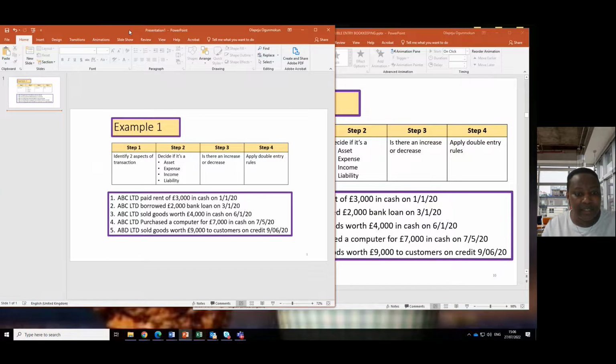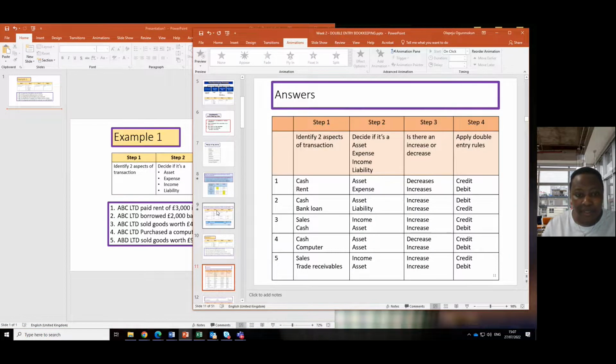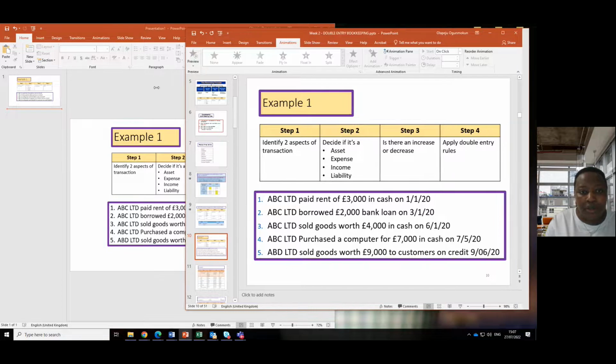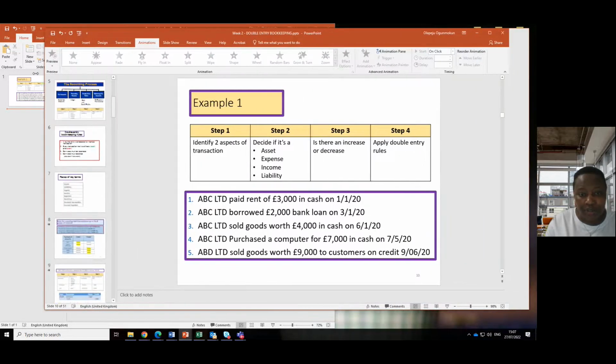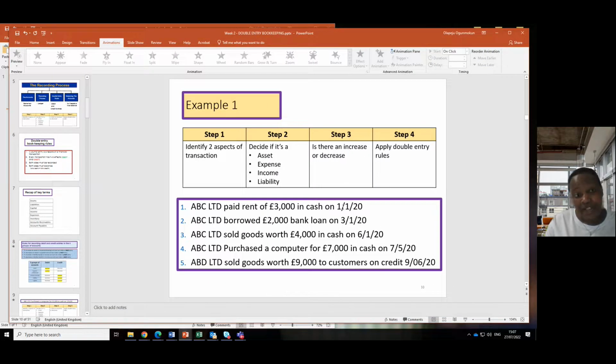ABC Limited paid rent of £3,000 in cash. What I want us to do then is to post this transaction. ABC Limited paid rent in cash. So the first thing we need to do is identify the 2 aspects of the transaction, which here are rent and cash.